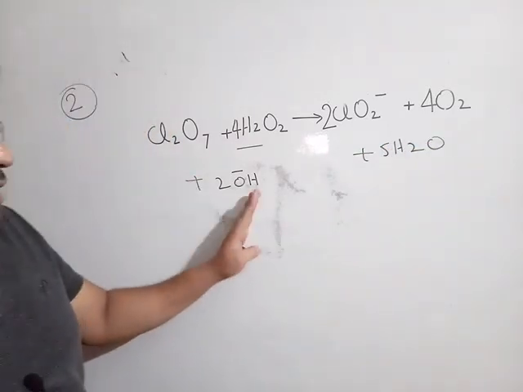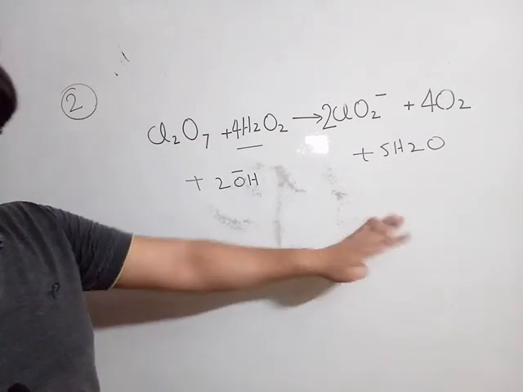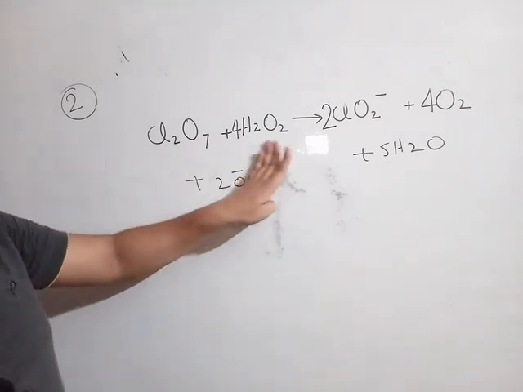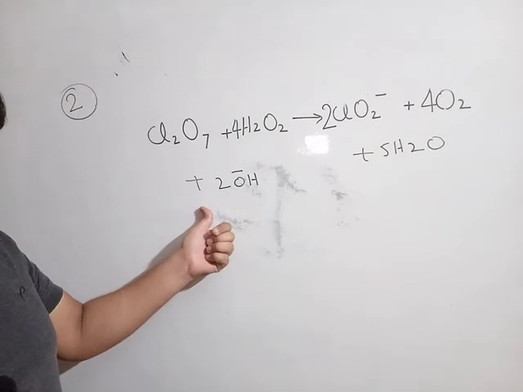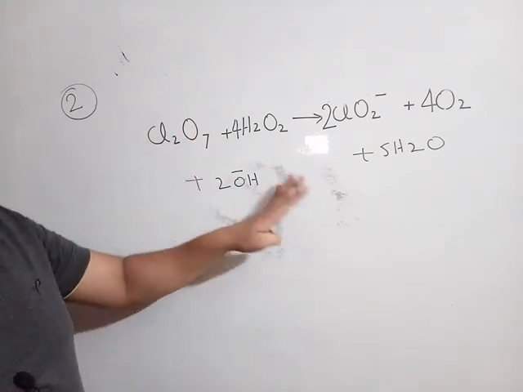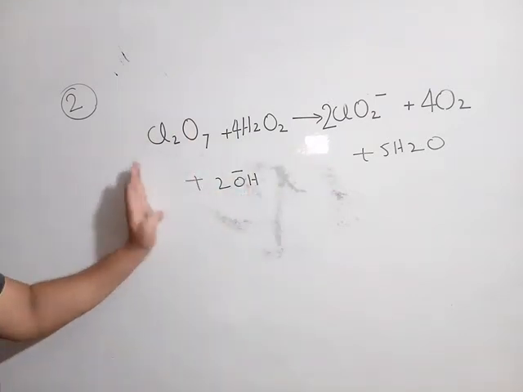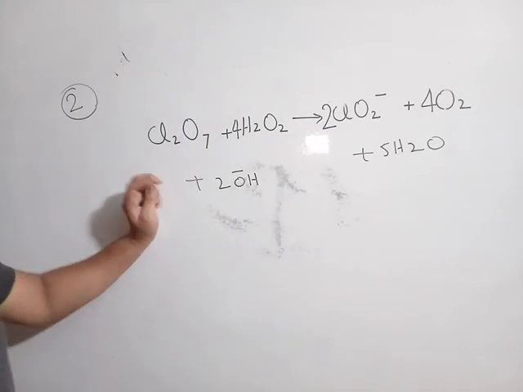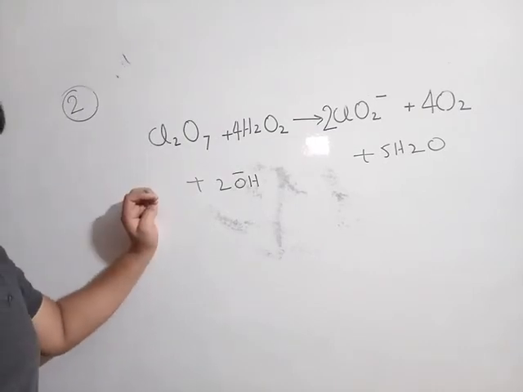Now the equation is balanced. On both sides we have minus 2 and minus 2 charge. So that method is actually a one line question. If you know the concept well, you can balance it in one line. We'll try another problem.